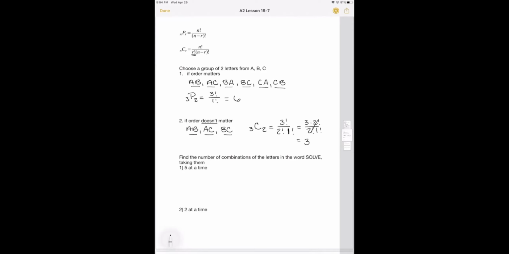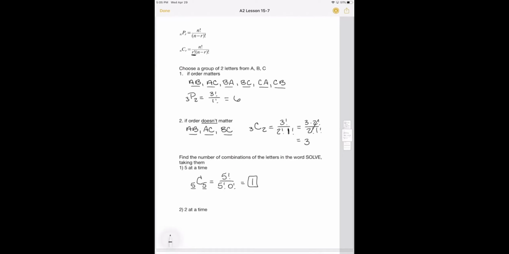Now, let's go ahead and find the number of combinations of the letters in the word solve if we're going to take them 5 at a time. So how many ways can I have a group of those specific 5 letters if order doesn't matter? Well, let's do a combination of 5 choose 5. I have 5 factorial. Now I'm going to divide by my r, which is 5 factorial, and my n minus r is 0 factorial. So what do I get here? Remember that 0 factorial is 1, so my answer is 1. There's only one way to have a group of those 5 letters. That's it. And we knew that, but we're just using the formula to test it.